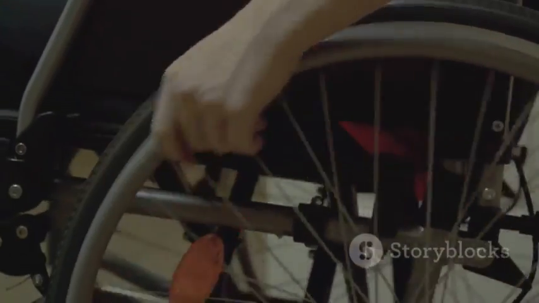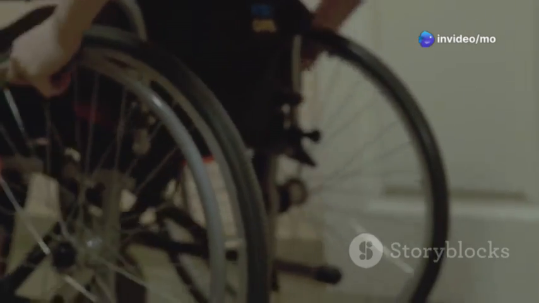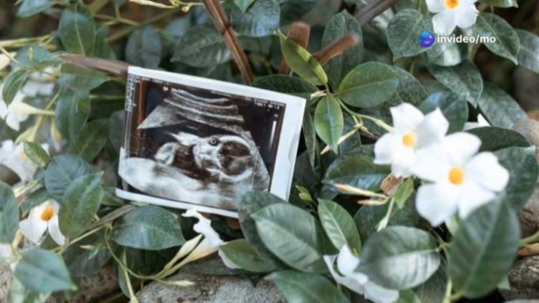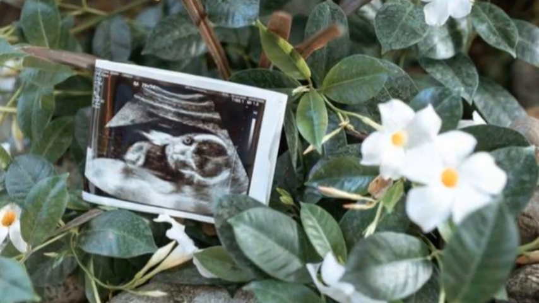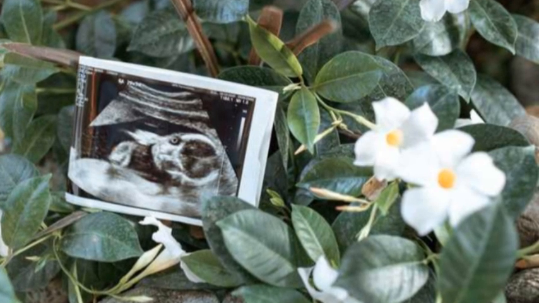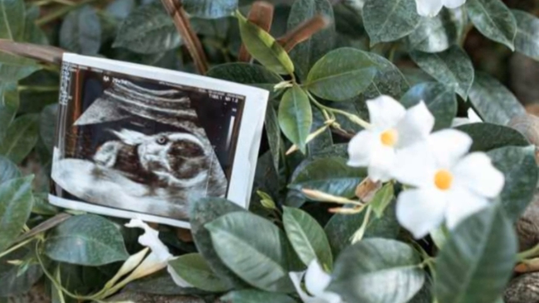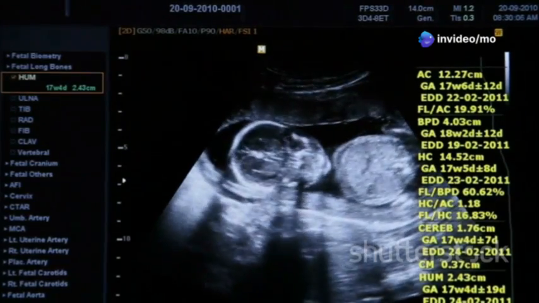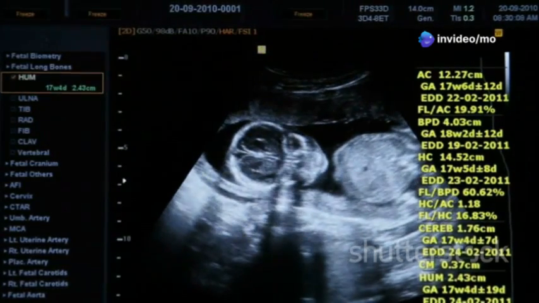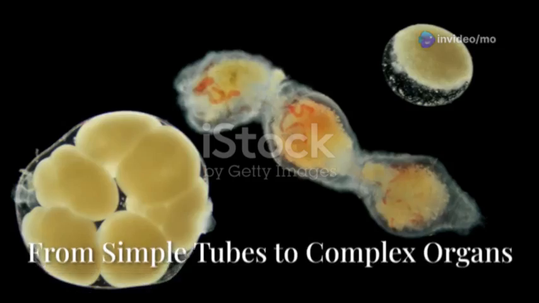This can result in varying degrees of paralysis and other disabilities, depending on the severity of the defect. Another serious neural tube defect is anencephaly, where the anterior portion of the neural tube fails to close, resulting in a baby born without parts of the brain and skull. These conditions highlight the importance of proper neural tube closure during early development.